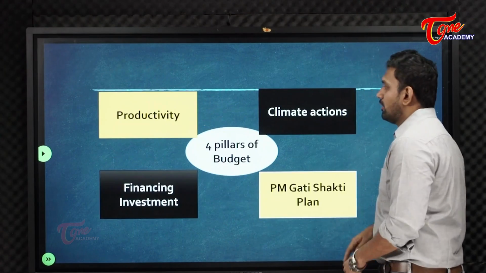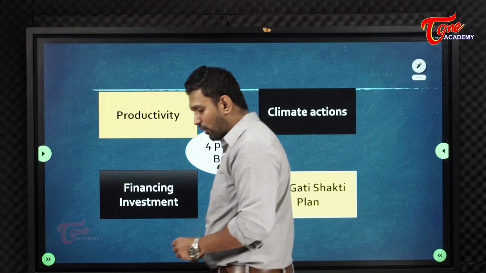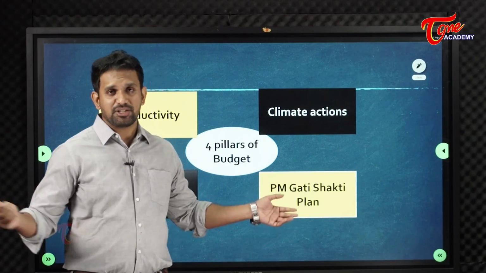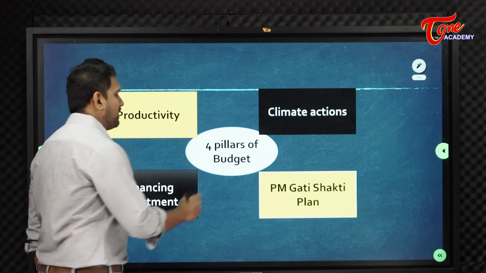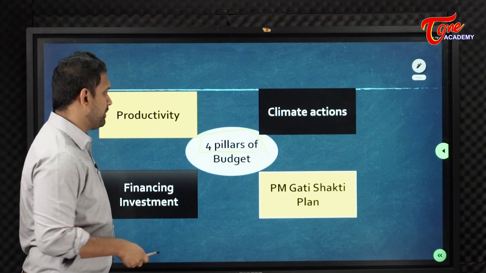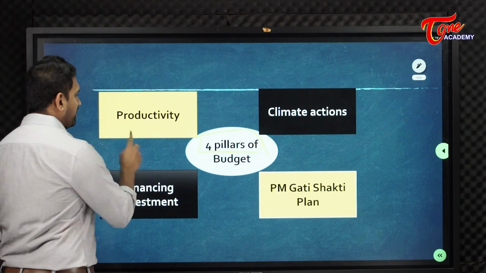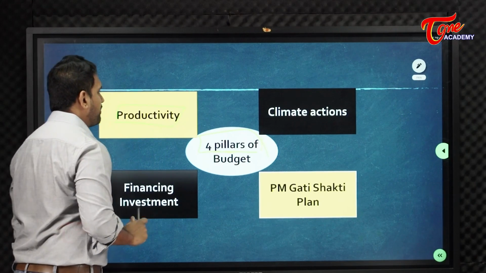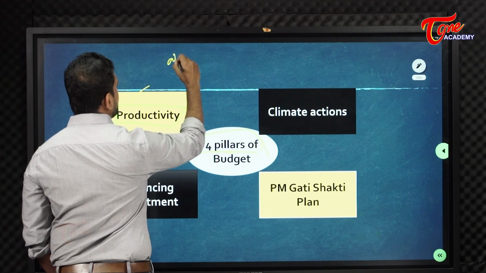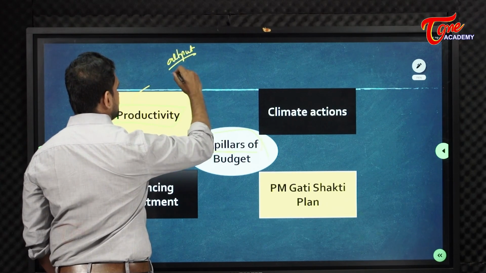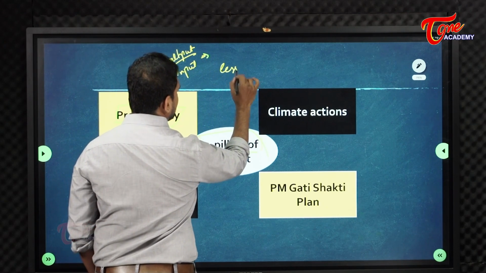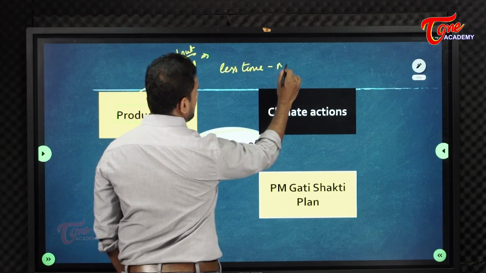Right. The budget has given what? 4 important pillars. Nirmala madam, while speaking about the budget, said that the budget is presented on 4 pillars. One is productivity. What do you mean by productivity? Productivity is nothing but output by input. It could be said as more production in less time.